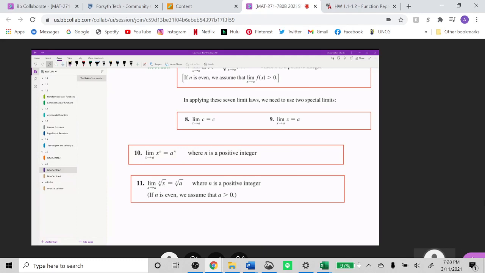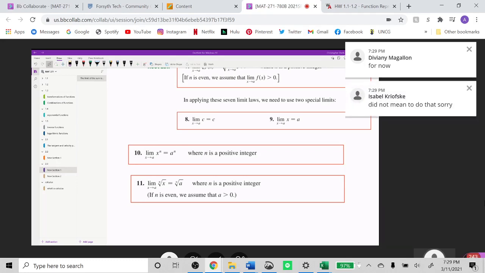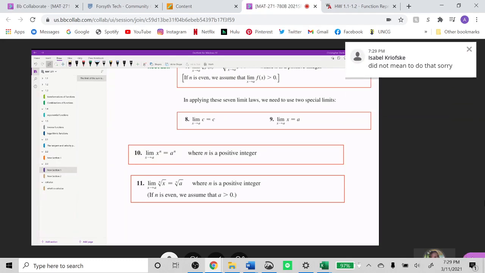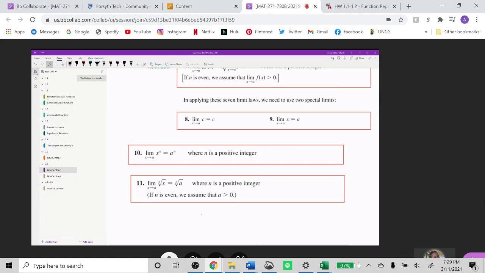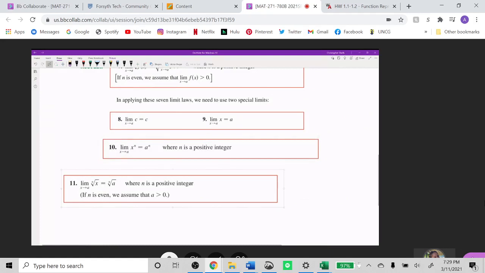All right. Does this make sense? Is this okay? Yes, question. Can you repeat what you said again about when the limit is x and it equals a? Because I was still writing and I forgot it literally as soon as you said it.